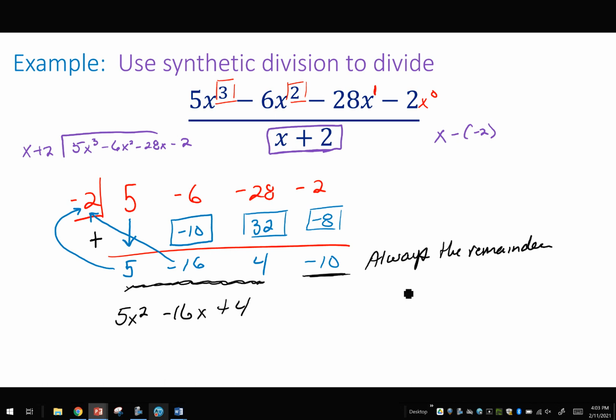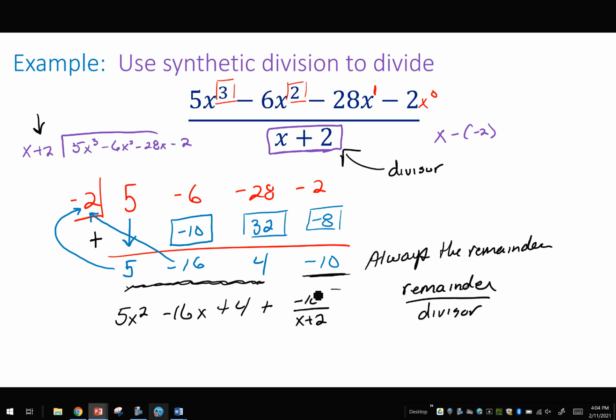Now, we always want to think of our remainder as the remainder divided by the divisor. And again, this x plus 2 is the divisor. Same thing right here. This is the divisor. And so we'd have 5x squared minus 16x plus 4, and then we're going to add to this a negative 10 all over our divisor of x plus 2. Okay, so this would be using synthetic division.